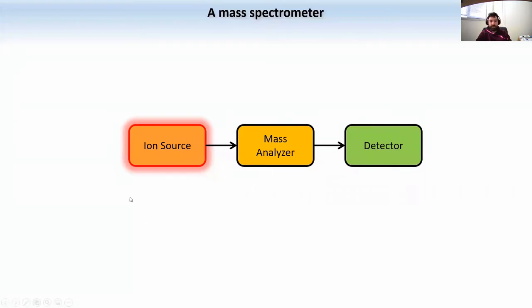The ion source is the device that we use to inject our molecules into the instrument. The mass analyzer is the component of the mass spectrometer that we use to define the mass of the molecules that enter into the instrument. And the detector is the device that tells us how much of that molecule there is. So the quantitative component of the mass spectrometer is the detector, as I will show you in a minute. So let's start from the ion source.